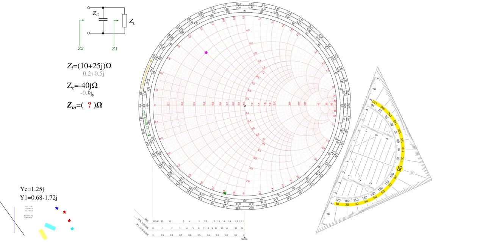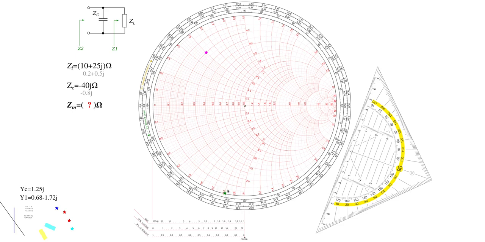Let's mark these two values in the Smith chart. The load impedance is here. Real part is 0.2, imaginary part is 0.5. That makes a point to sit here. The capacitor is purely imaginary. That means it's located on the edge of the Smith chart. Since it's a capacitor, it's negative, and negative values are here in the lower sections, even though the minus sign is not shown. So we look for the imaginary part 0.8 with a real part of 0, and that's this value here at minus 0.8.